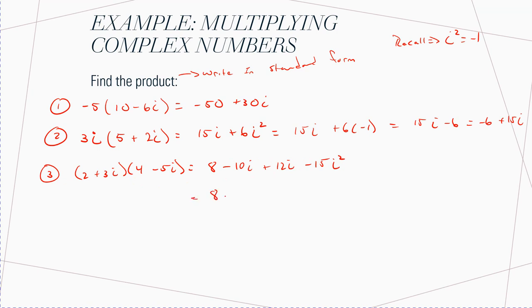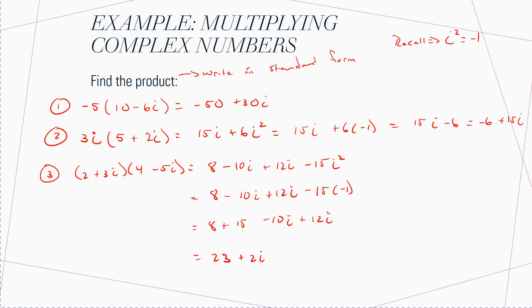So now I'm going to replace the i squared with minus 1. And now look, negative negative becomes a positive. So this is 8 plus 15 minus 10i plus 12i. Well, remember the reason it's plus here is because minus minus. So 8 plus 15 gets me 23. Minus 10i plus 12i gets me plus 2i.